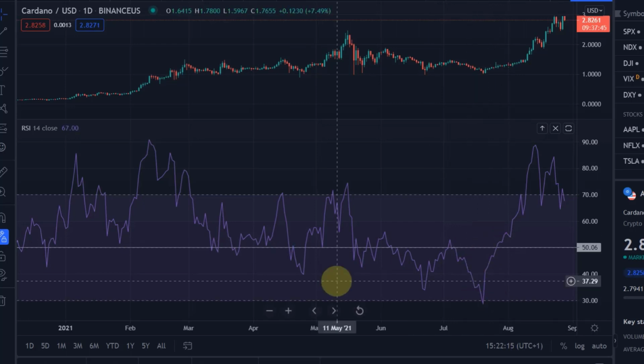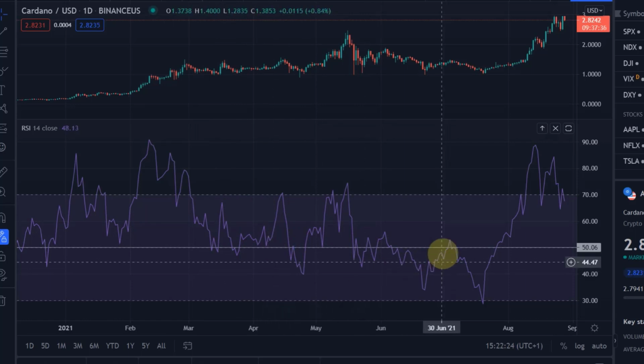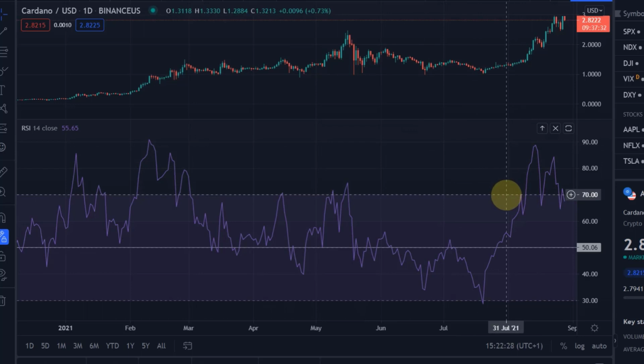Sometimes the 50 level acts as support as well. It's quite interesting to see that actually 1, 2, 3, 4 times here, various other times as well, and sometimes it acts as a support level. So that's interesting. When it is above 70, it's considered overbought.